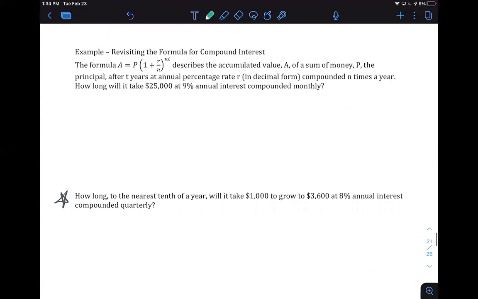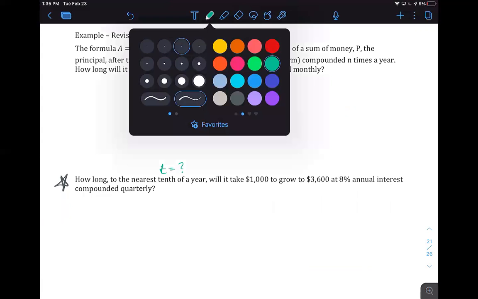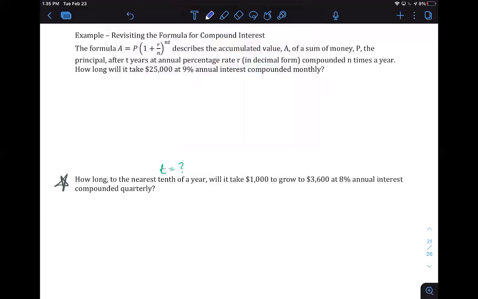So if we look at this, how long to the nearest tenth of a year? Right there, that tells us that we're trying to find what t equals. How long will it take $1,000 to grow to $3,600 at 8% annual interest, compounded quarterly? So we need to know A, P, r, n, and t is what we're searching for.